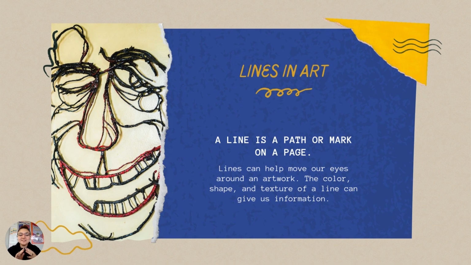So, a line is a path or mark on a page. I remember I described it in my other presentation as a long, narrow mark. They can help move our eyes around the artwork. The color, shape, and texture of a line can also give us information.